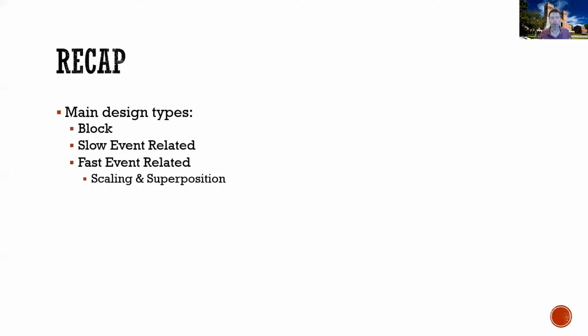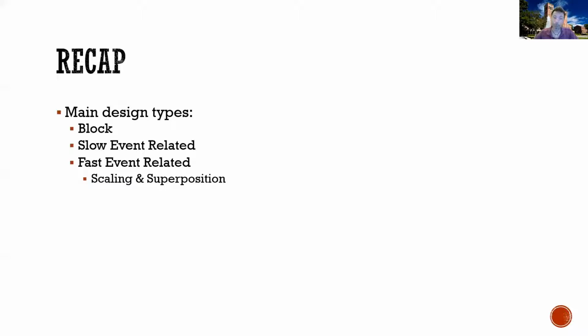Okay, so let me recap. So what did we see so far? Well, today we saw that there are a number of design types, in the sense there's a number of different ways in which you can sequence your events to present them to a participant. Block design, slow event related, fast event related design.